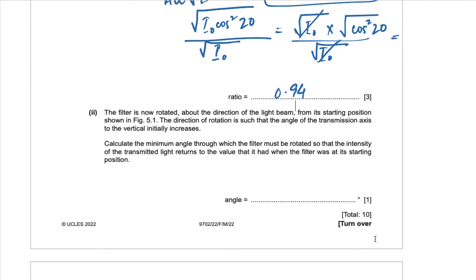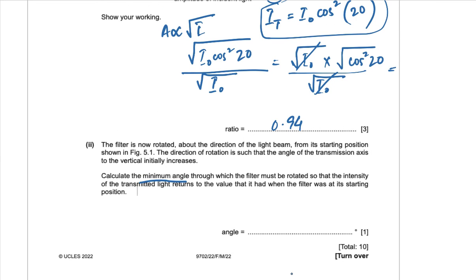Okay. Part 2, the filter is now rotated about the direction of the light beam from its starting position, shown in figure 5.1. The direction of rotation is such that the angle of the transmission axis to the vertical initially increases. Calculate the minimum angle through which the filter must be rotated so that the intensity of the transmitted light returns to the value that it had when the filter was at its starting position. So this question is asking you to find the minimum angle that the filter is rotated through so that the final intensity that comes out, that's the transmitted intensity, is equal to the initial intensity with which it was transmitted through the filter.